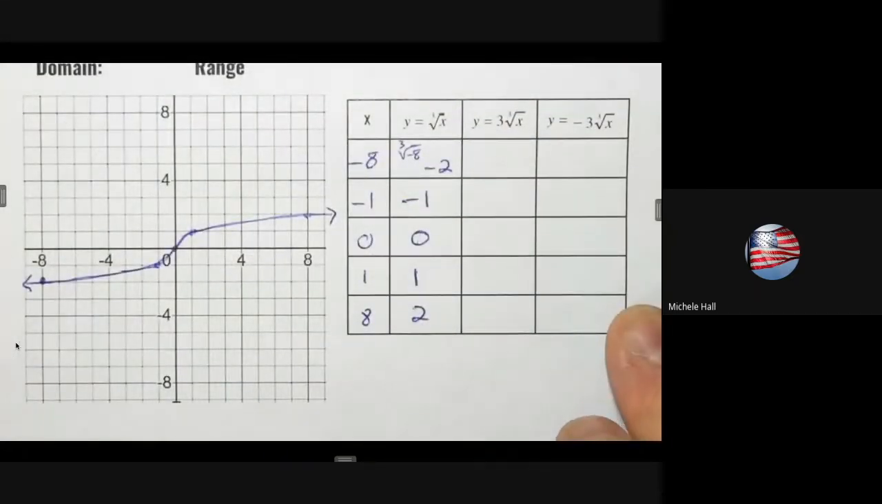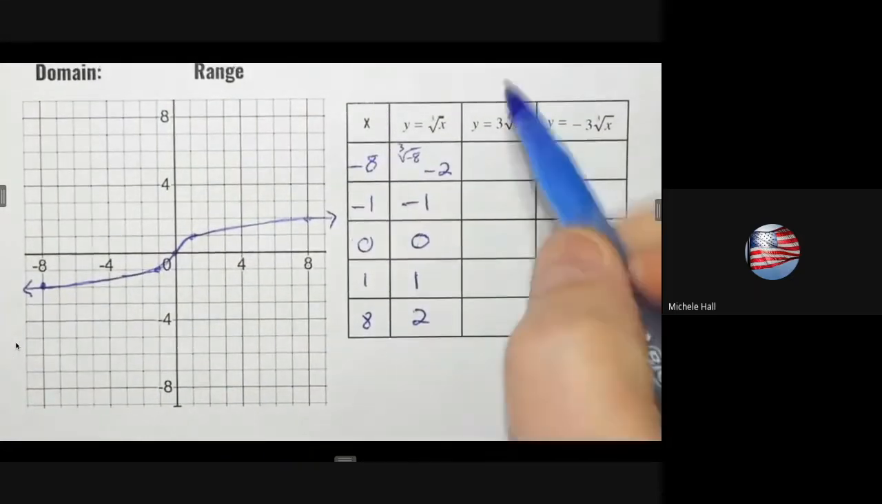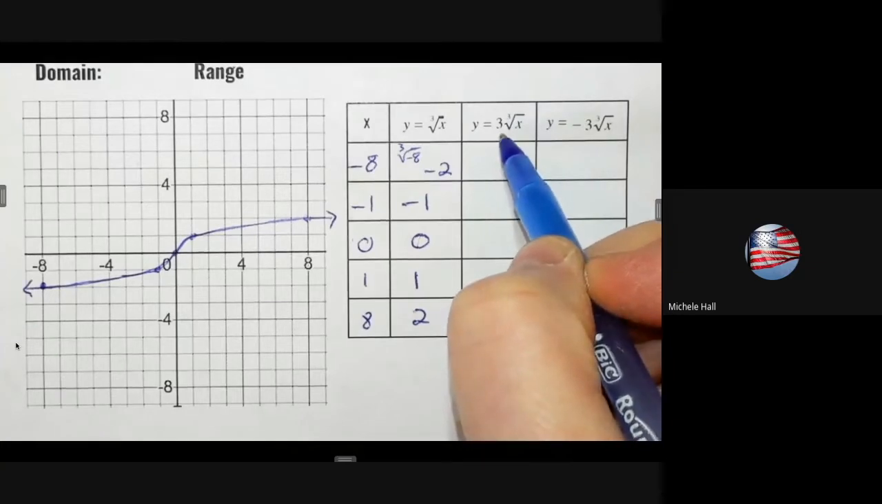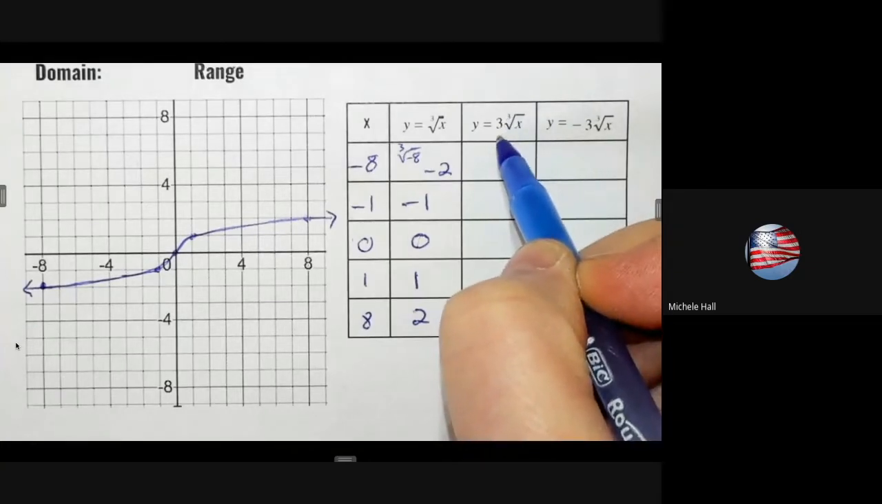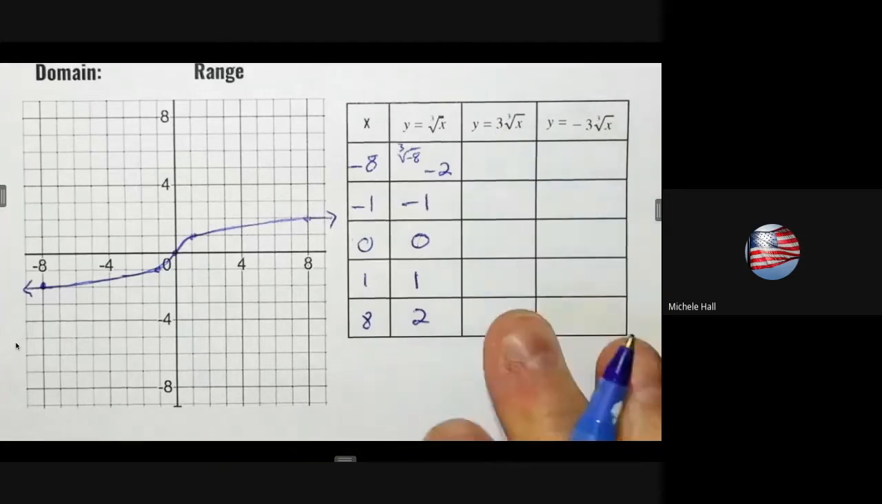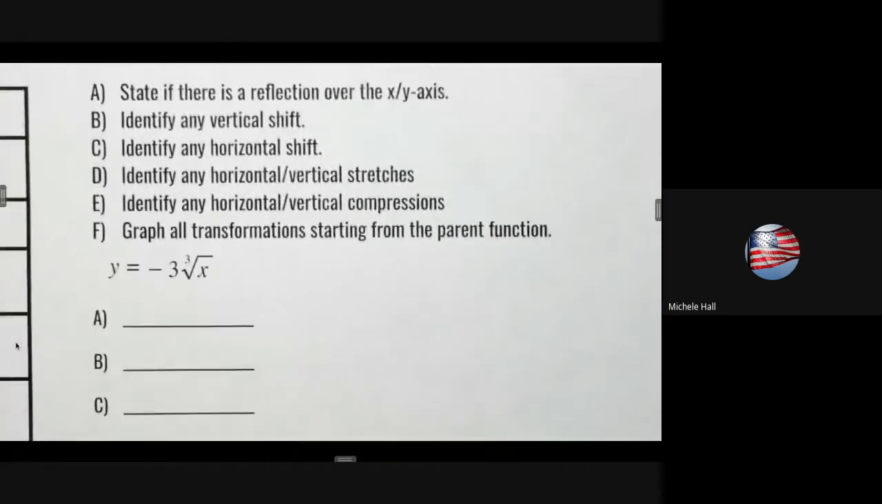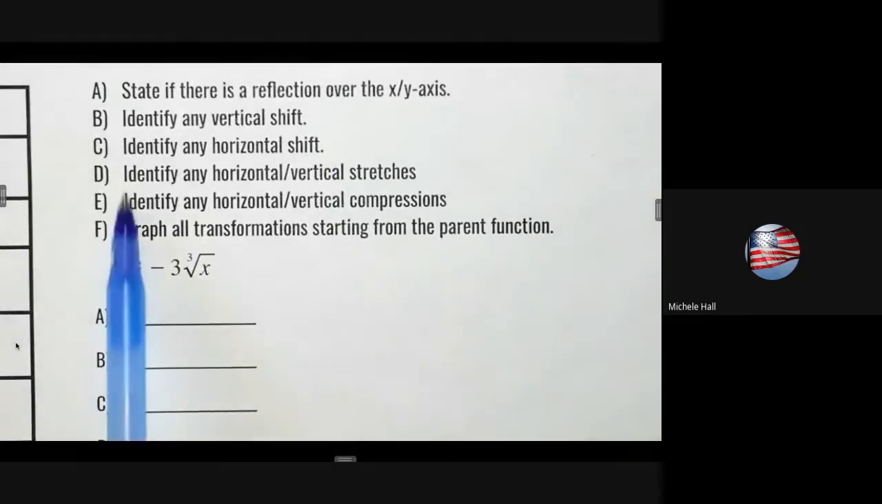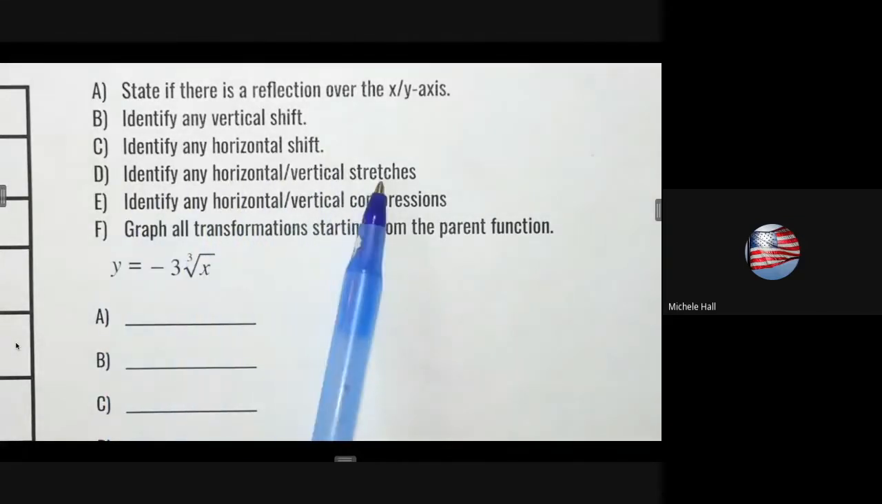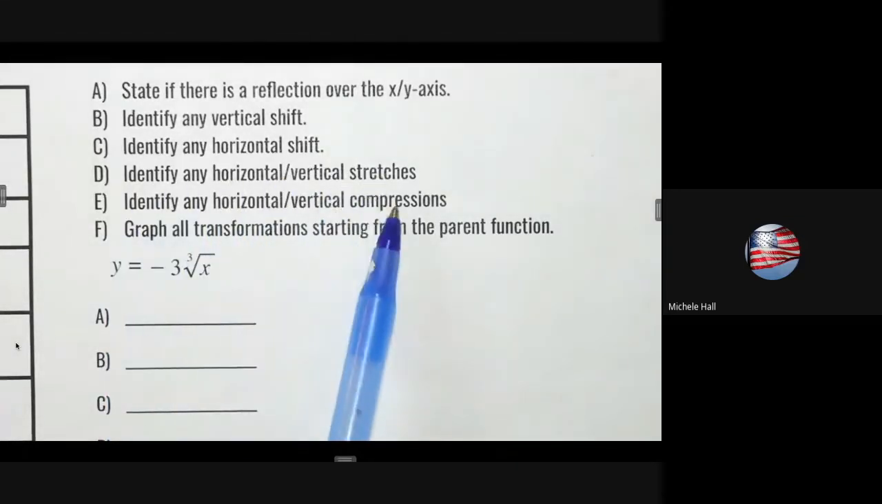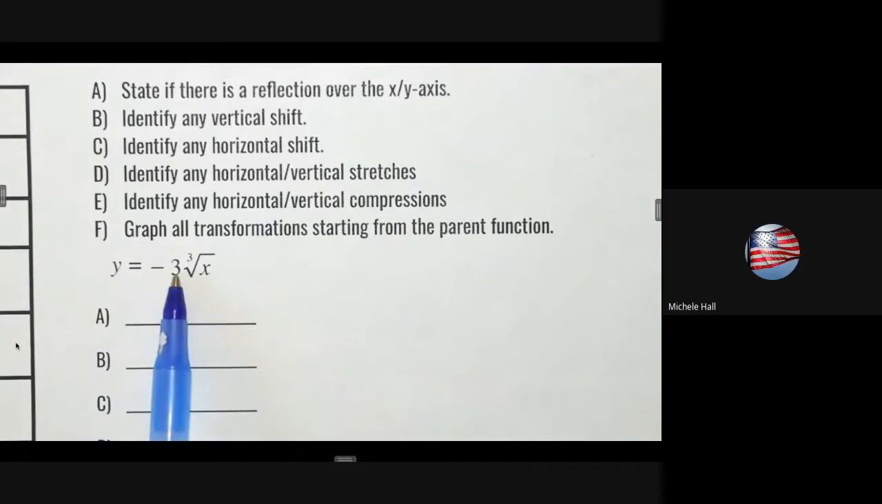All right, the next thing we're going to do is we're looking at the 3 that's out front. What is the 3 doing? Is it being multiplied to the x or the y? It's being multiplied to the function, so that means it's being multiplied to y. Identify any vertical stretches or compressions. It's being multiplied by 3. Is that a stretch or a compress? That is a stretch for the y.